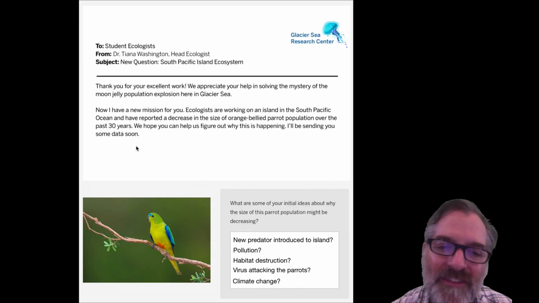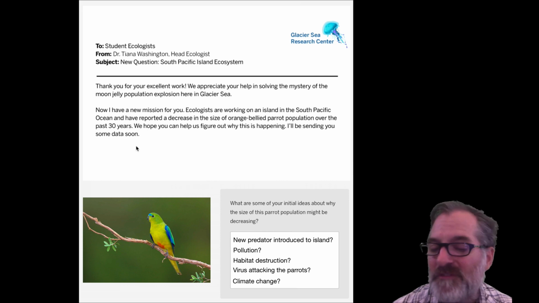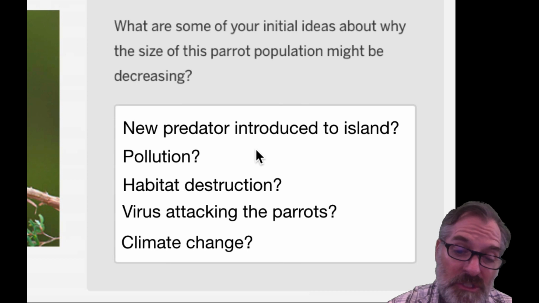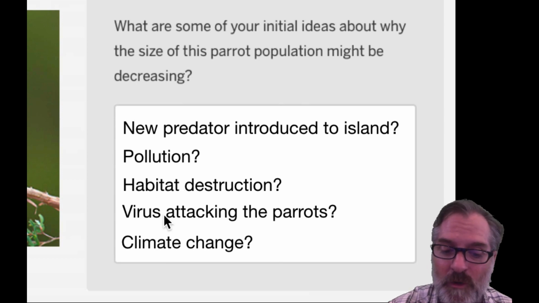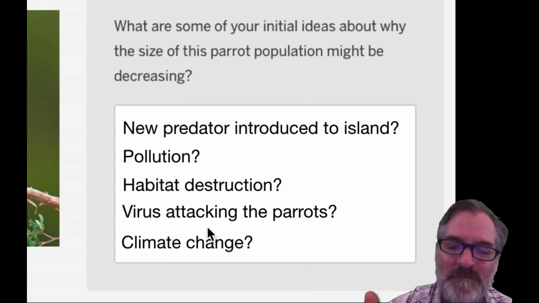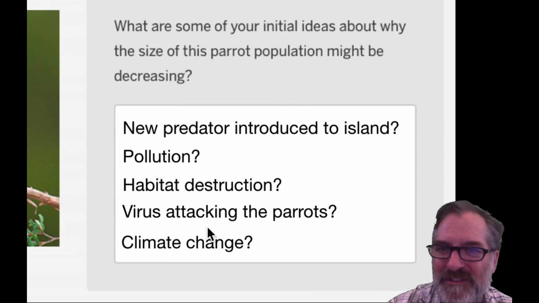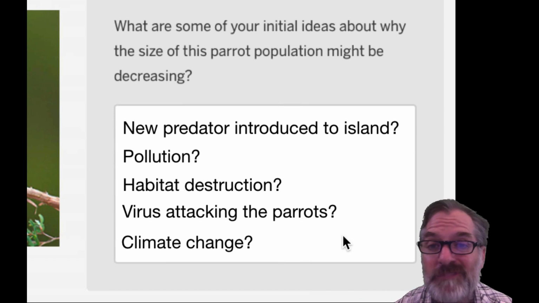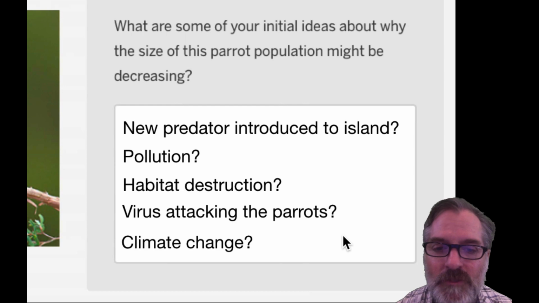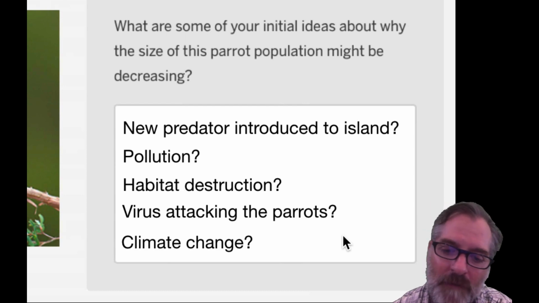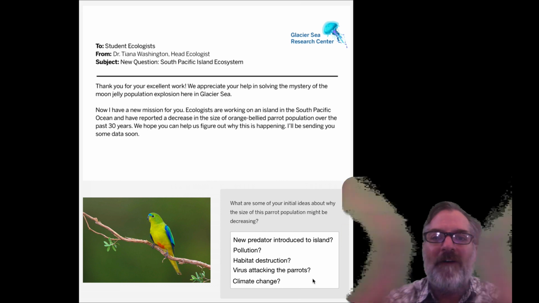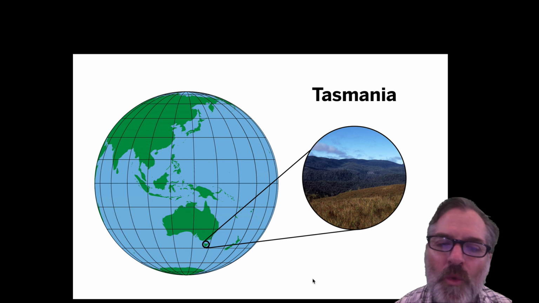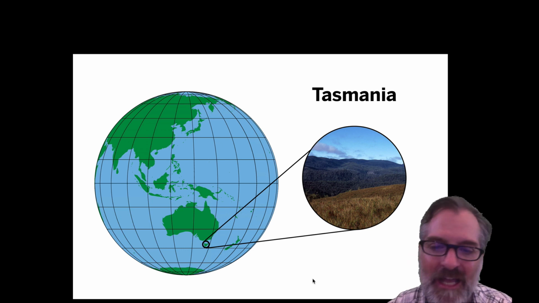All right, now this is kind of what I was thinking. I just have some ideas here. I thought, well, maybe a new predator was introduced to the island. Or maybe there's some pollution. Or maybe some habitat destruction. Or maybe some virus or disease, some tick or mite or microbe or bacteria or prion or virus attacking these parrots. Or maybe it's something with climate change. So you didn't have to have all of that, but maybe you had a couple of those. If you did, give yourself a high five. Yeah, I love it. All right, now we're going to be focusing on the land down under.